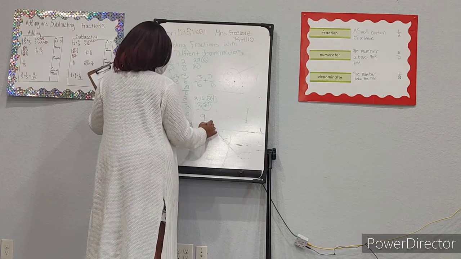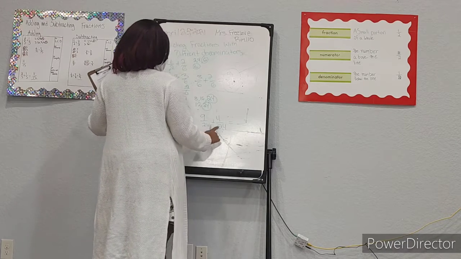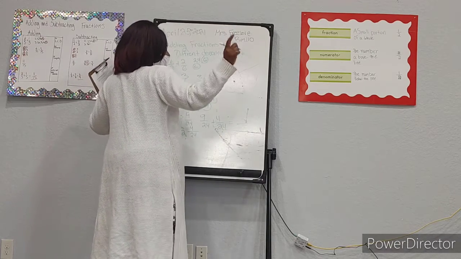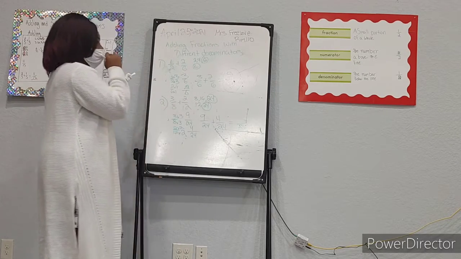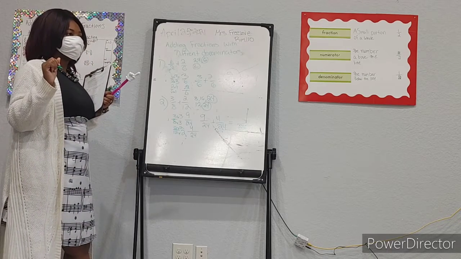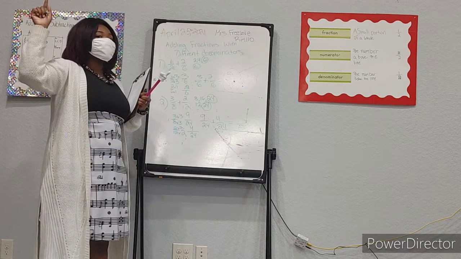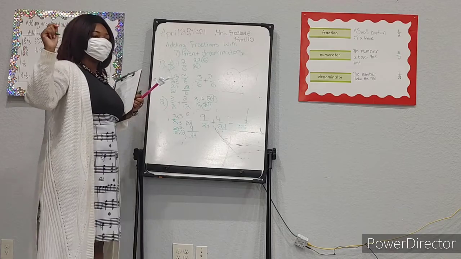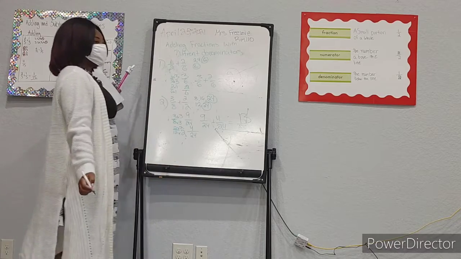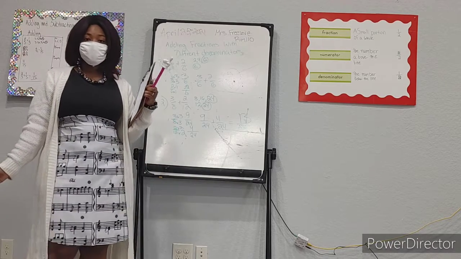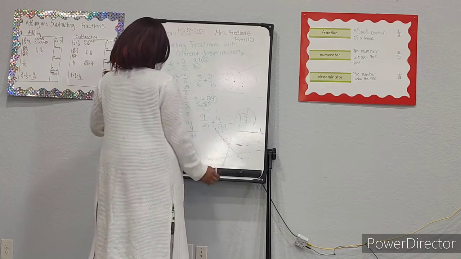9 over 24 plus 4 over 24. So our denominator stayed the same, 24. And we're going to add our numerators together. 9 plus 4 is 13. Can 13 over 24 be simplified? No, ma'am. All right, so this is going to be our answer.